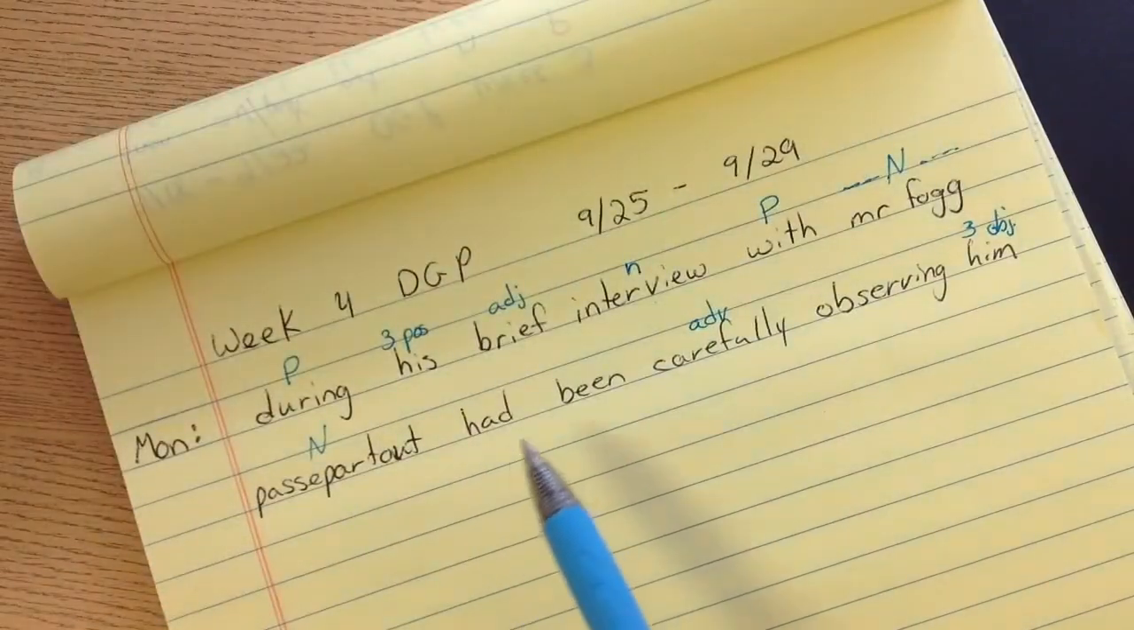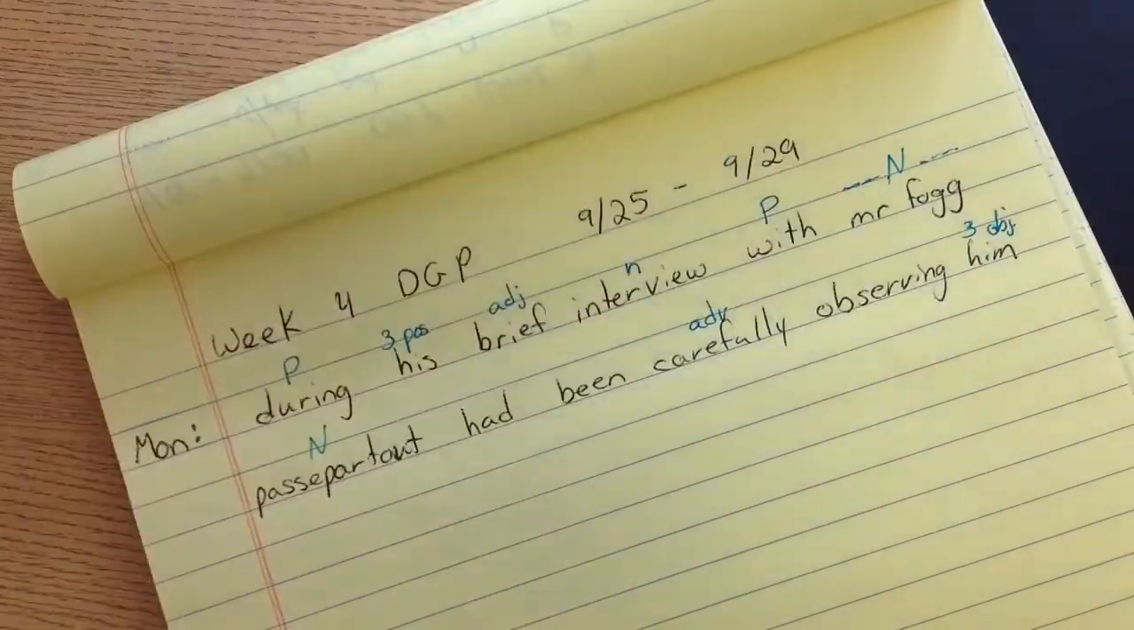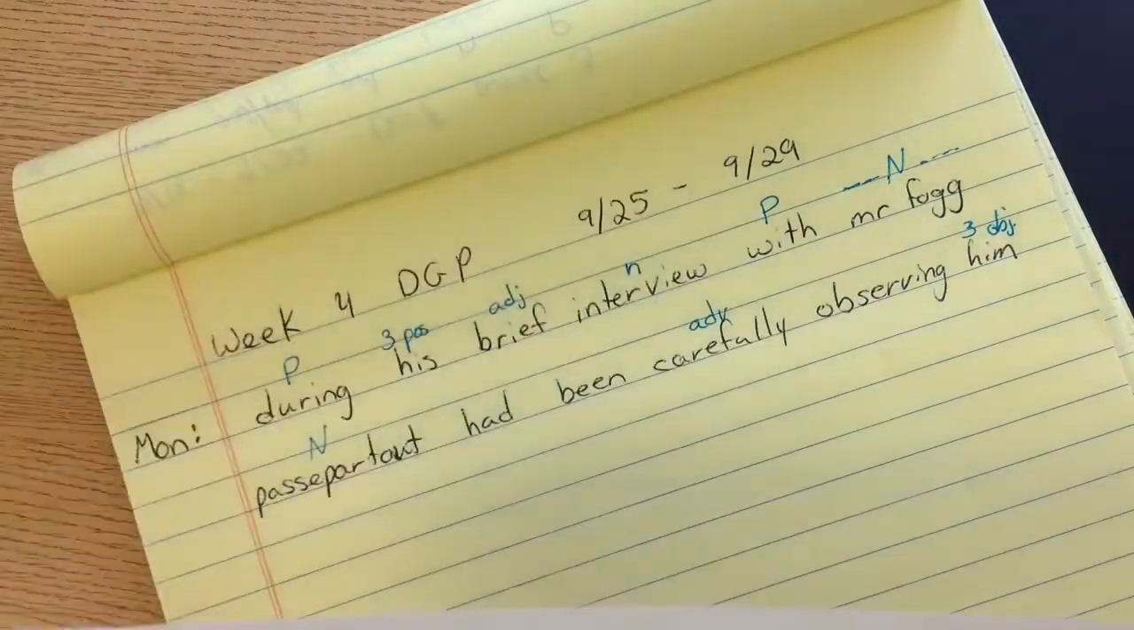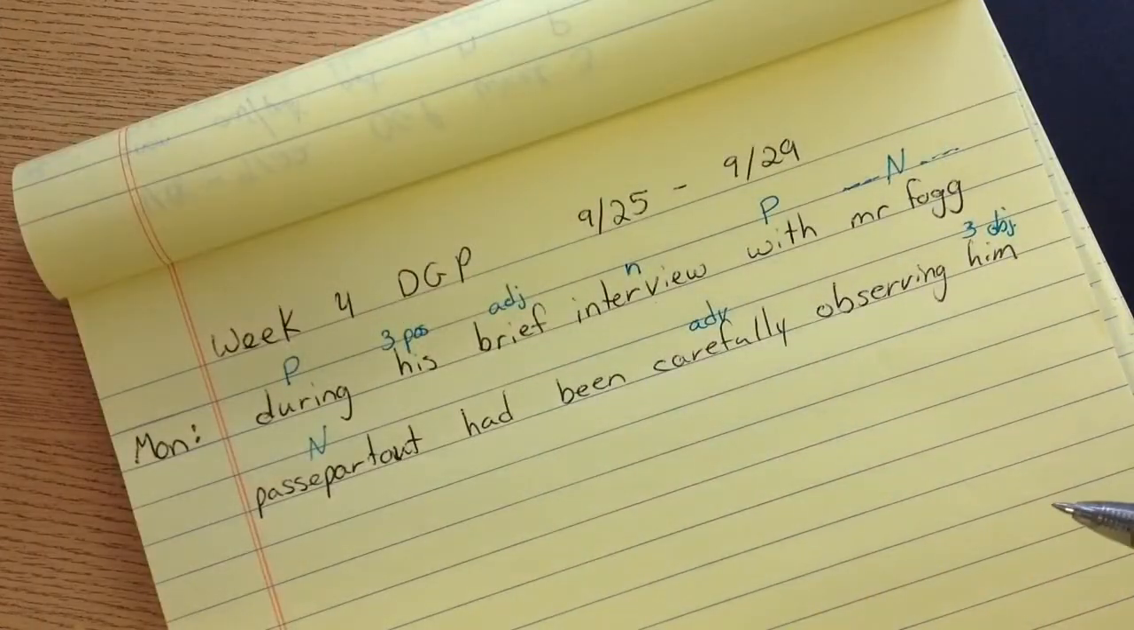Conjunctions. Fanboys. For, and, nor, but, or, yet, so. Nope. Subordinate like because, although, I don't see any of those. Coordinate like not only but also, either or, I don't see any. I'm going to skip these pink ones because that's 8th grade and we're not doing that. Interjections, I know I don't have any. Verbs, I certainly hope so.